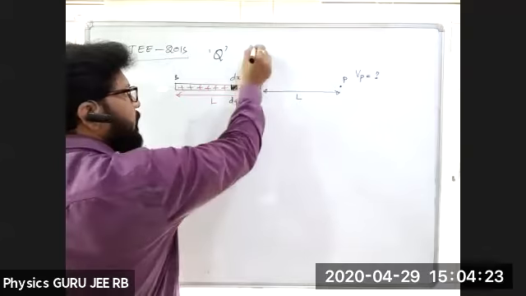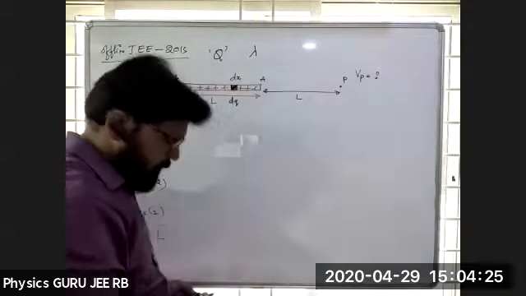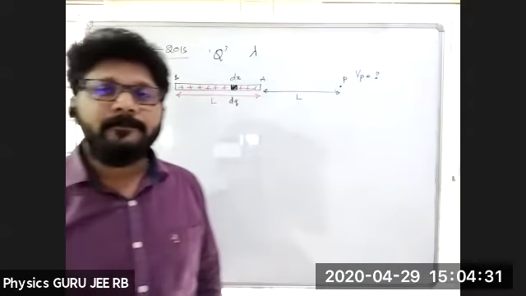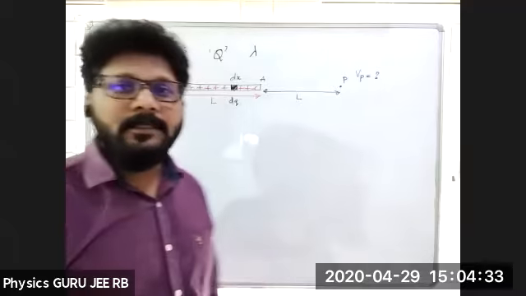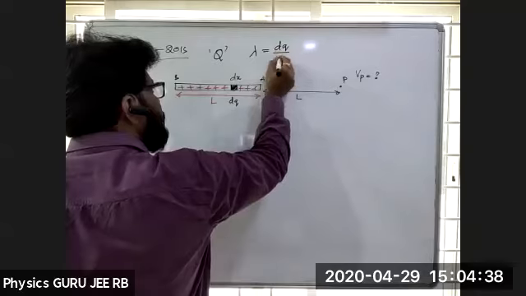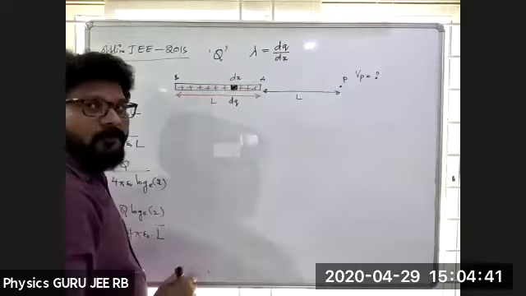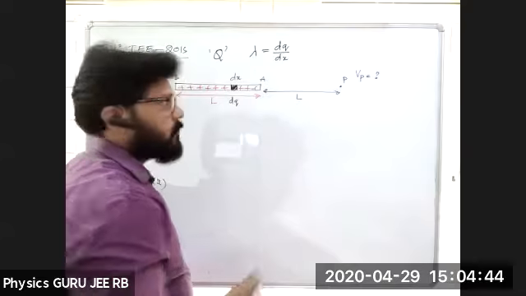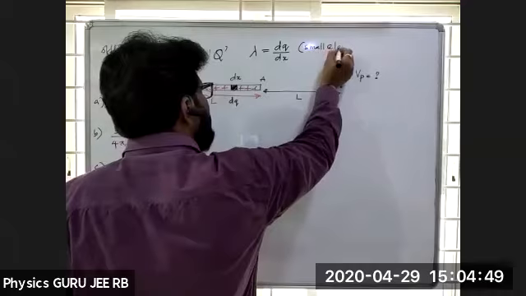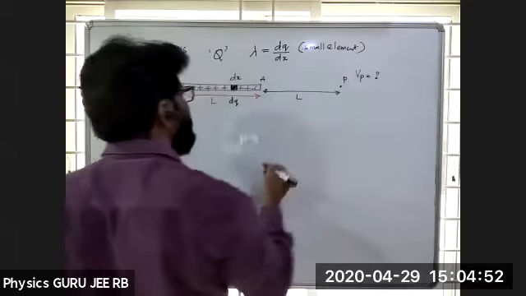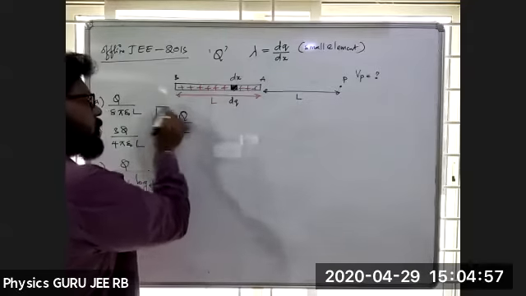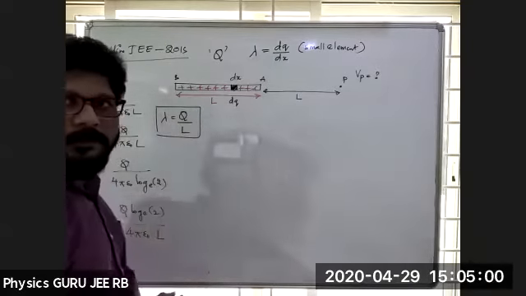And already you know lambda. What is the meaning of lambda? Linear charge density, which is nothing but Q by L. That is dq divided by dx, lambda, charge per unit length for an element. For the total body, lambda equals capital Q by L. This is for the total rod.